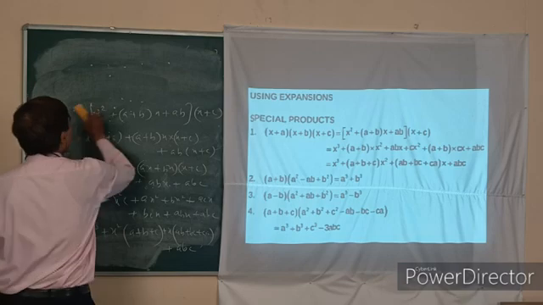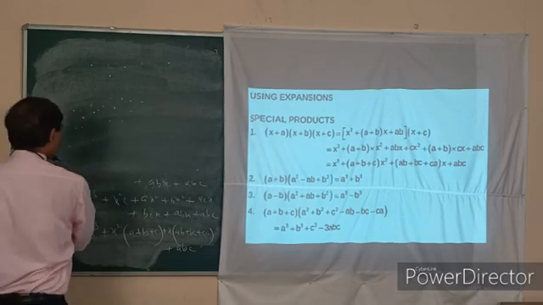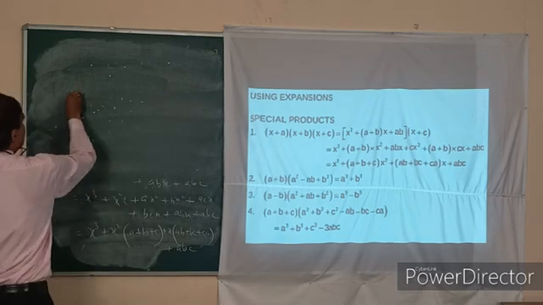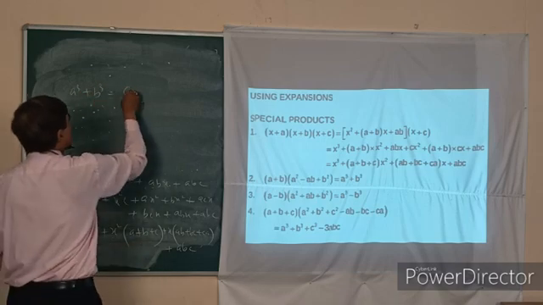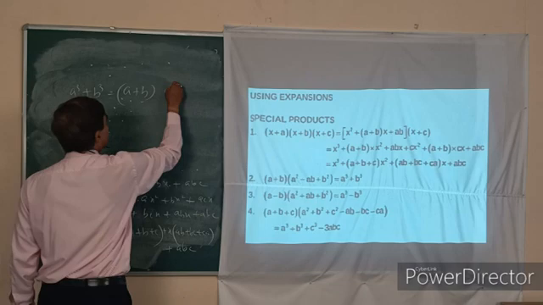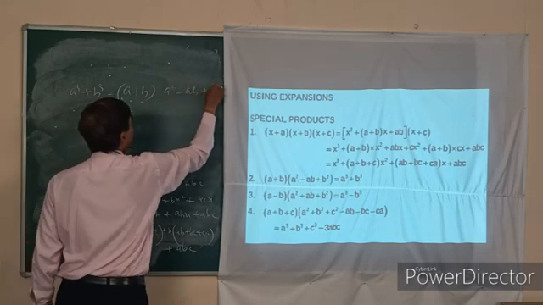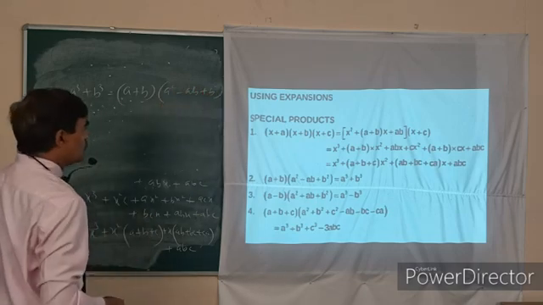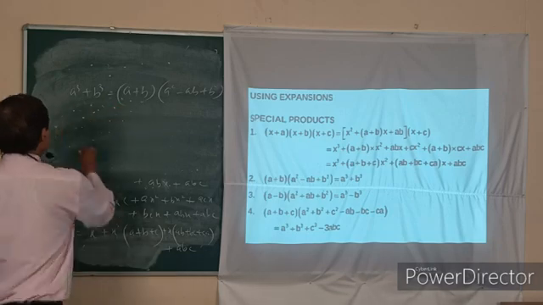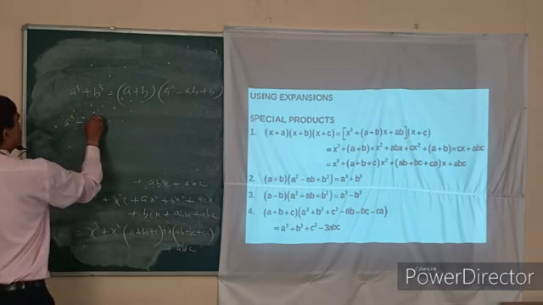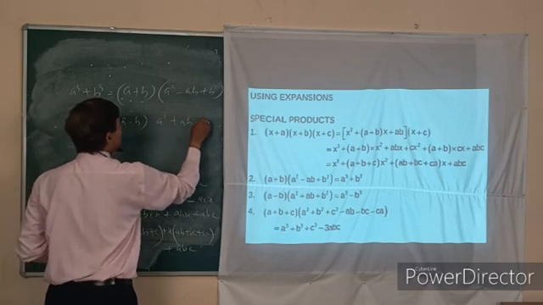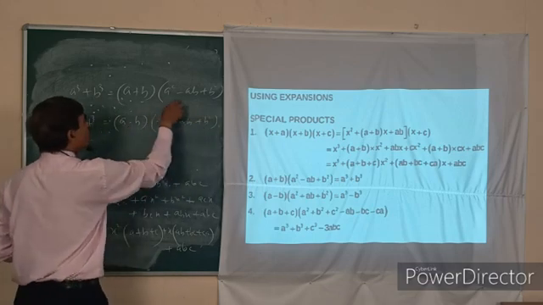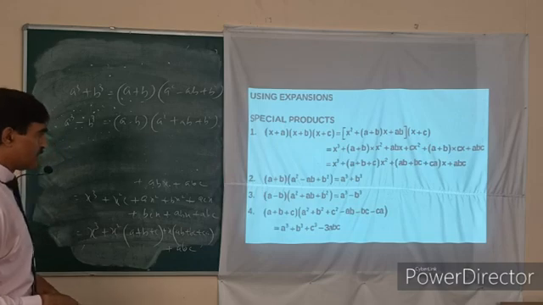Now this is one more formula for cube. Suppose A cube plus B cube is given. So the formula is (A plus B)(A square minus AB plus B square). So this can be written like that. Similarly, A cube minus B cube is written as (A minus B)(A square plus AB plus B square). So when you open the bracket you will get the same result over here.